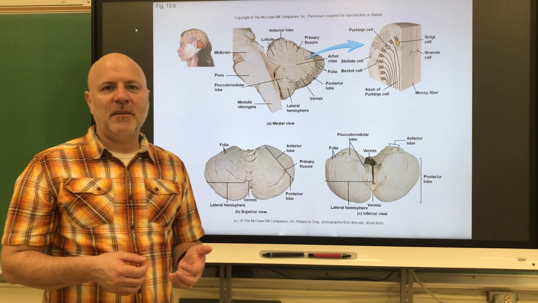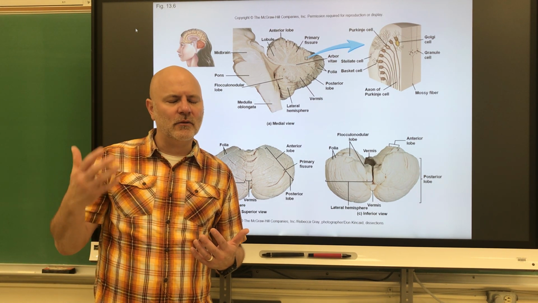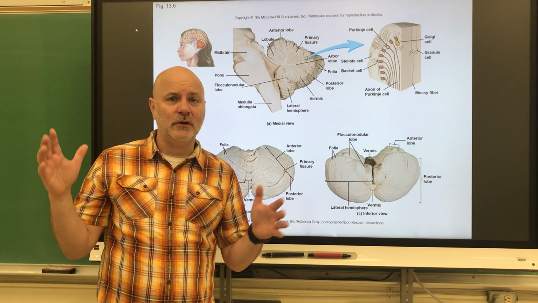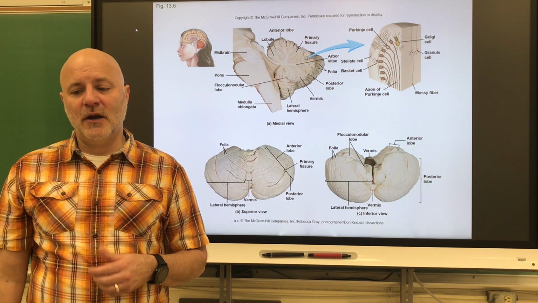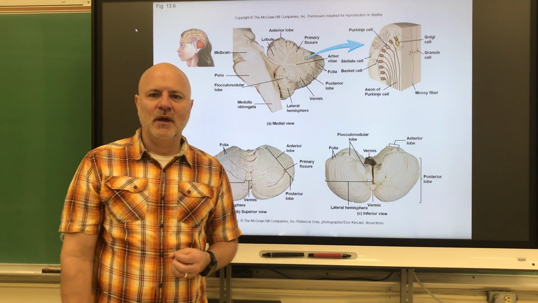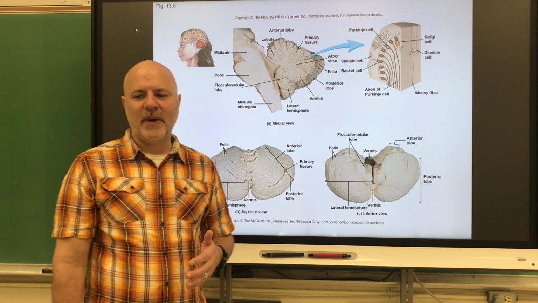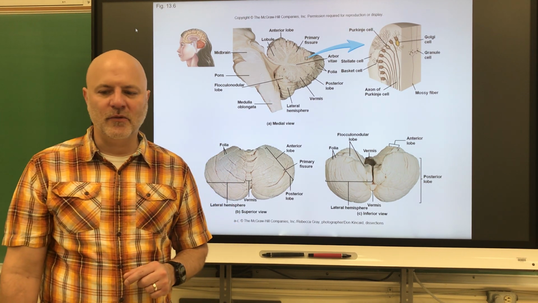It's also the timekeeping center of our brain, so we can try to figure out exactly how much time has passed without looking at a clock. It also helps in planning and scheduling tasks, so that's where the timekeeping comes into play. It also helps control our balance and also our eye movements.